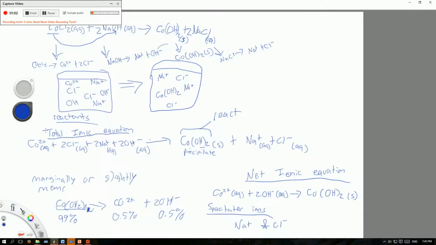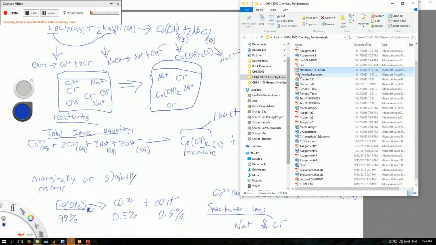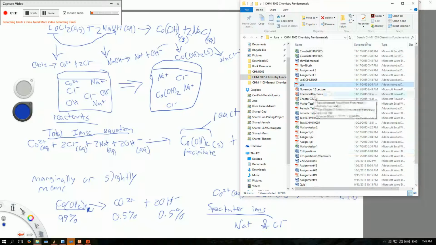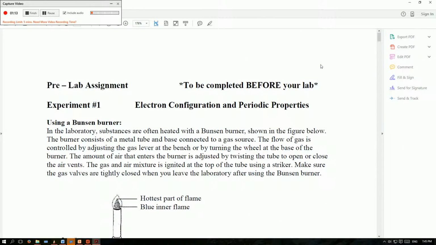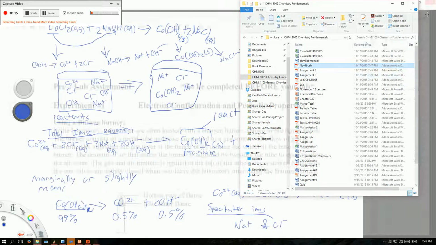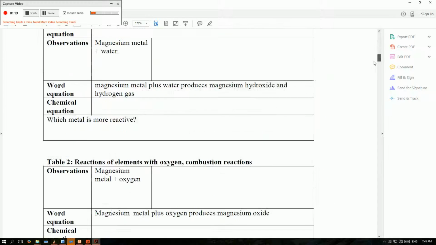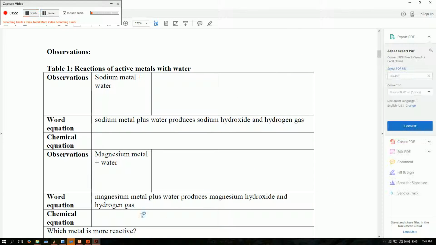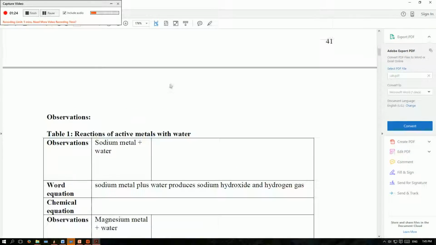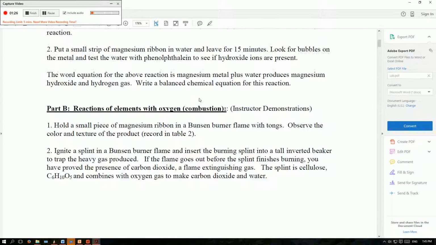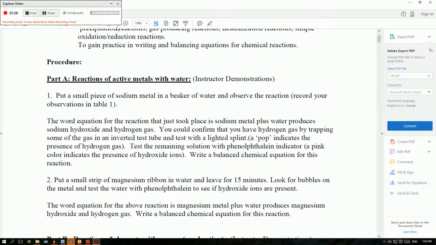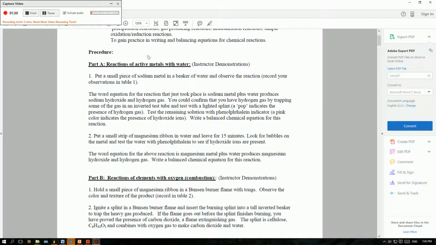Now, another thing you guys had asked me about is the lab. So where is that? November 19th lab. Nope. This one, chemical reactions. So, well, I'll go through this here. Zoom out. There we go.